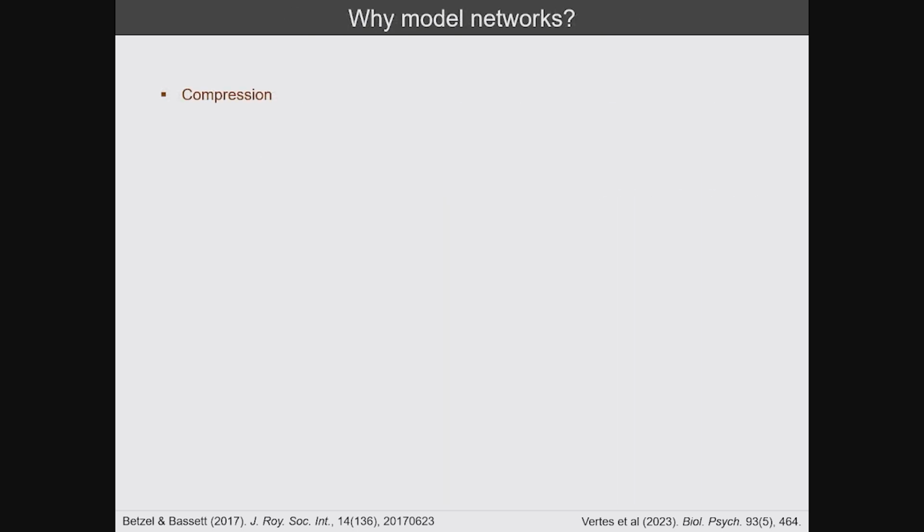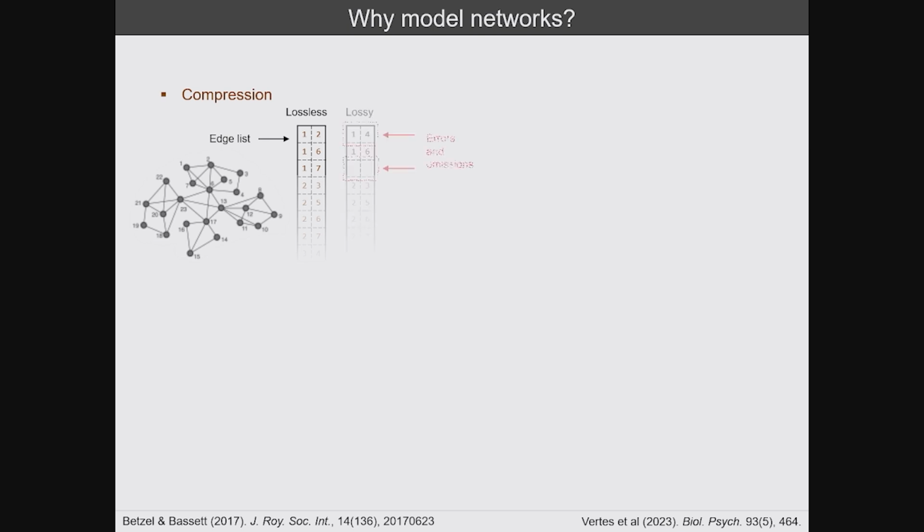Why might we do this? It sounds like a lot of work. It is. But there are some very nice reasons why we might want to. First is compression. If I had a network and I wanted to transmit that network to you in some way, I could just give you the edge list, the set of nodes that are connected. I could even give you their weights if I wanted to. And you can reconstruct that network faithfully, without any loss. You can reconstruct it perfectly. But that's a long list. It takes a lot of bits to encode, especially for really, really big networks.